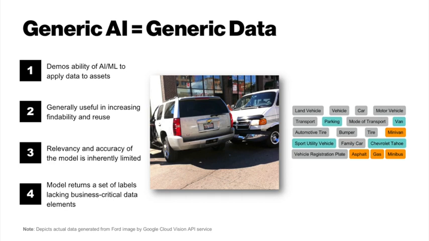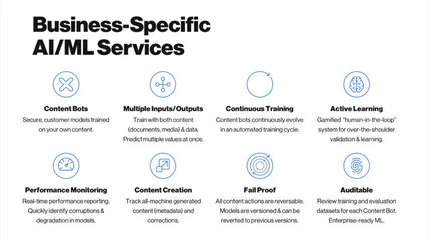What we really want to do is build on that with a business-specific artificial intelligence and machine learning service. The more we think about what we call content bots, the more they are models trained on your own particular content. So instead of working on a corpus of generic stuff that's provided by everybody, if we can train the AI on our own content, it becomes a lot more meaningful.